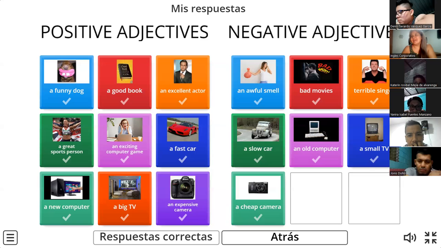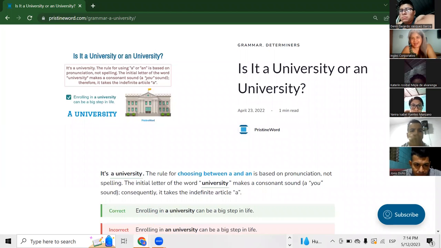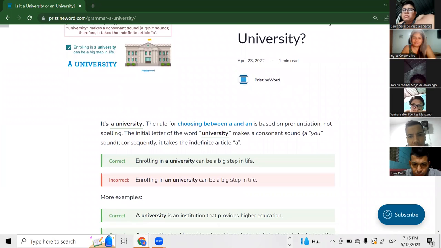Okay, solo hay pequeñas excepciones, okay. Déjenme enseñarle un ejemplo. Okay, here's an example. Depende también del sonido. Este es un ejemplo, okay? Is it a university or an university? You. ¿Usted escucha sonido de vocal o no? Cuando digo university.